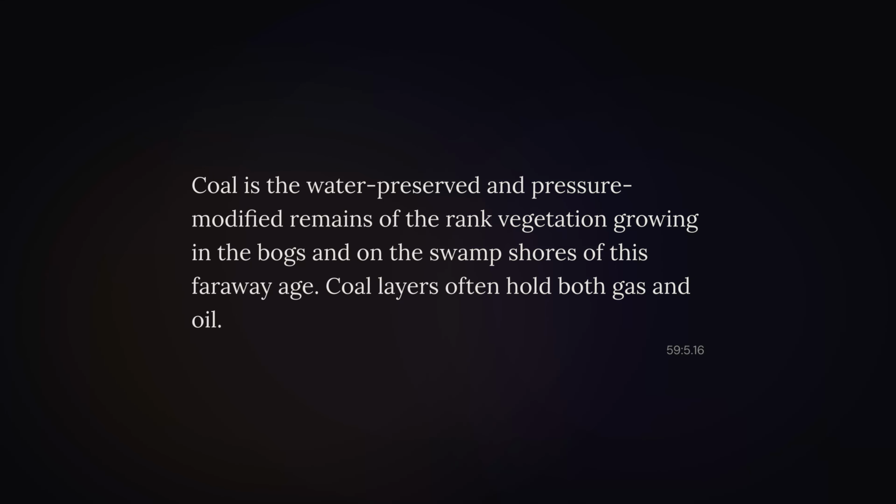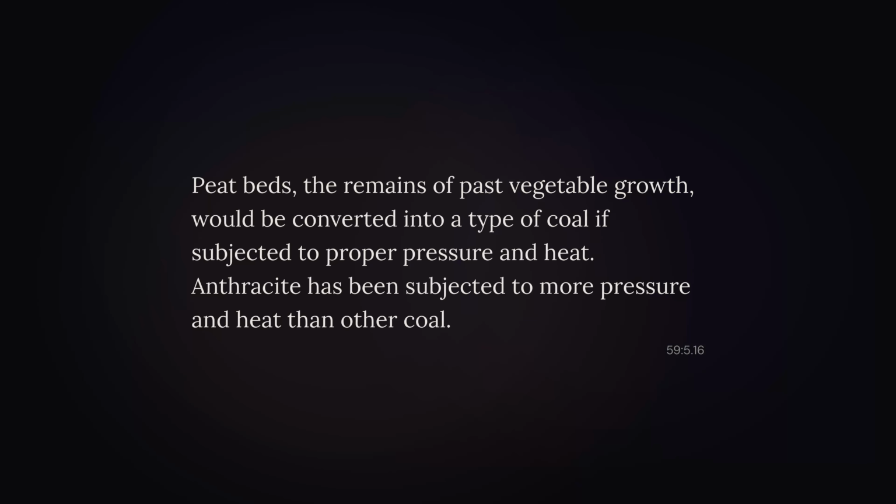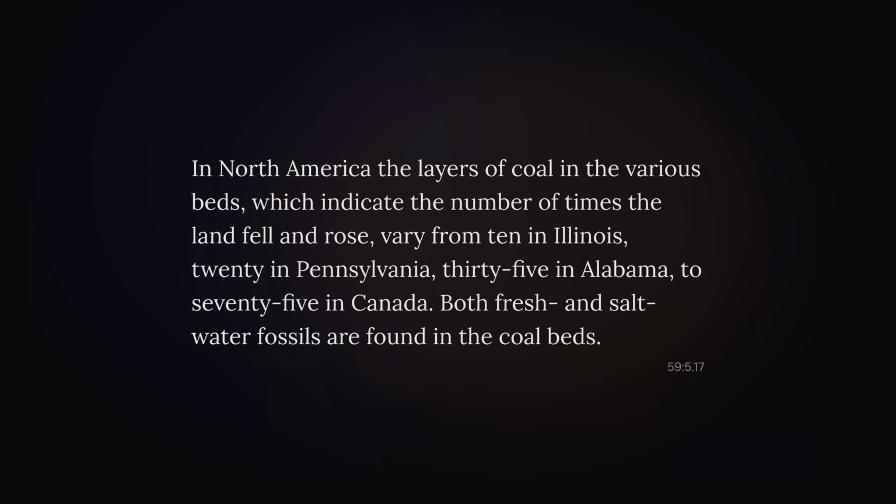Coal is the water-preserved and pressure-modified remains of the rank vegetation growing in the bogs and on the swamp shores of this faraway age. Coal layers often hold both gas and oil. Peat beds, the remains of past vegetable growth, would be converted into a type of coal if subjected to proper pressure and heat. Anthracite has been subjected to more pressure and heat than other coal. In North America, the layers of coal in the various beds, which indicate the number of times the land fell and rose, vary from 10 in Illinois, 20 in Pennsylvania, 35 in Alabama, to 75 in Canada. Both fresh and saltwater fossils are found in the coal beds.